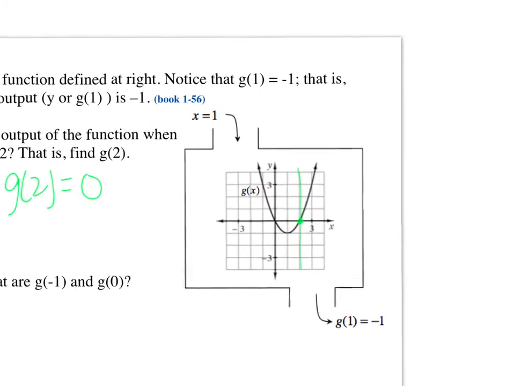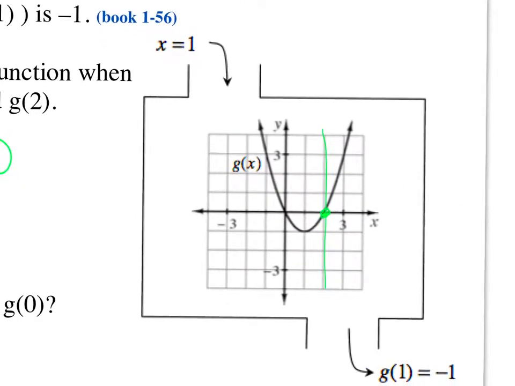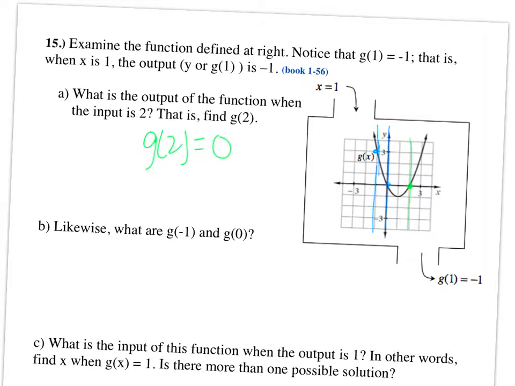For part B, we're going to do the same thing and find g of negative 1. So I'm going to locate negative 1. So it's somewhere around, oops, sorry, that's a little off. If I can erase that. It's around 3, and g of 0 is located at 0. So we're using the graph to identify the input and the output. So g of negative 1 is 3, g of 0 is 0.